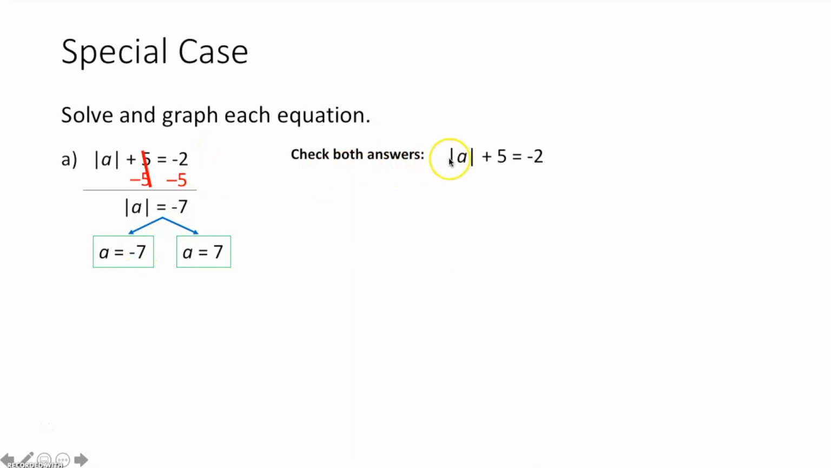So let's take negative 7, plug it in for a. What's the absolute value of negative 7? That's positive 7. And what's 7 plus 5? That's 12. Does that equal negative 2? No, it does not. Therefore, this is not one of your answers.